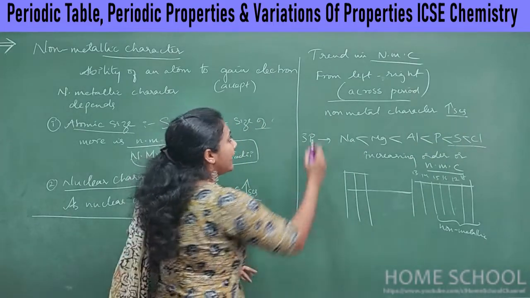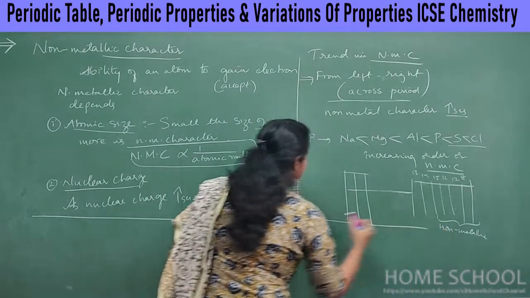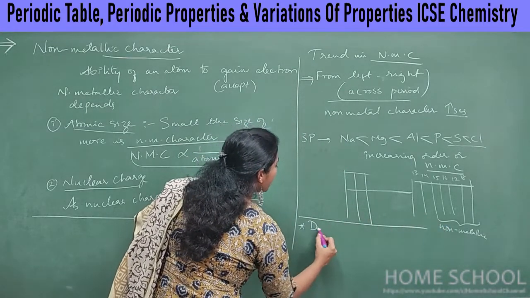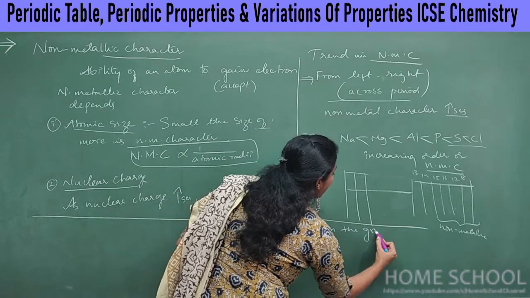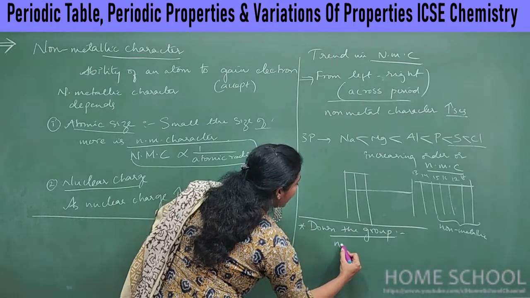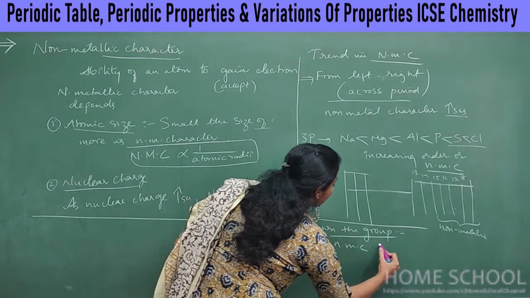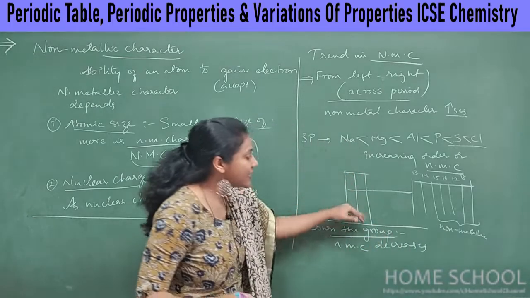Okay, fine. And now from top to bottom, so the next point is down the group. If you go down the group, what happens to our non-metallic character? Non-metallic character decreases. Why? Because the size increases.